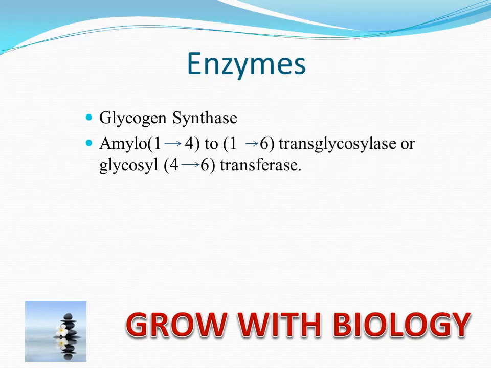Now, two enzymes play an important role. One is glycogen synthase, which will help in elongating the glucose in the linear chain, whereas the second enzyme, amylo 1,4 to 1,6 transglycosylase or glycosyl 4,6 transferase, will help in branching. So the complex molecule of glycogen will be formed when there is an increase in the linear chains as well as branches. So one enzyme is for linear chain elongation and another enzyme is for branching.